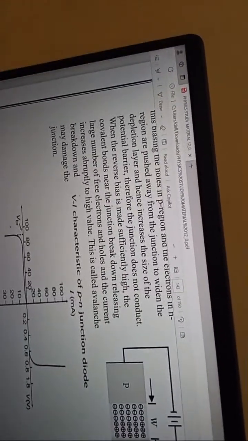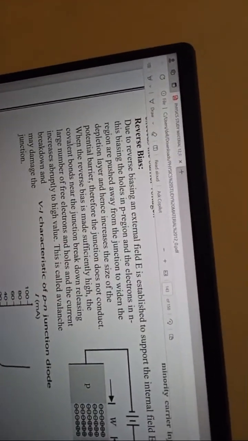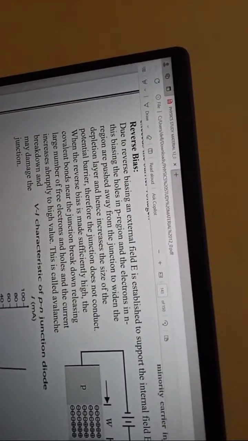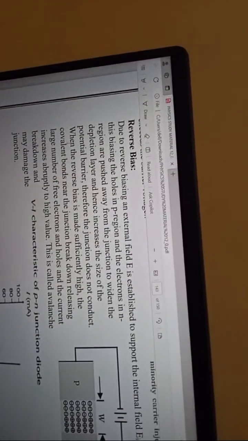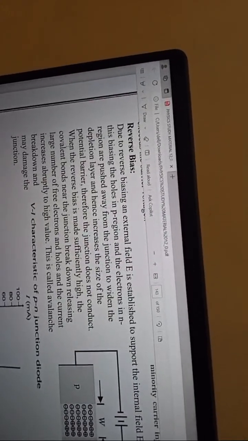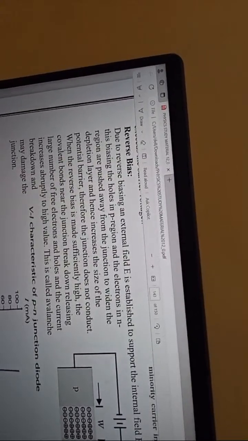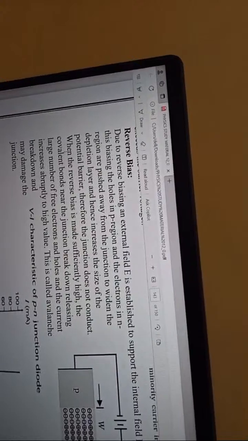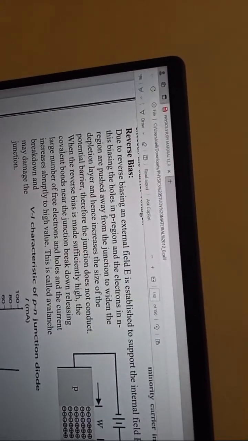Reverse bias. Due to reverse biasing, an external field E is established to support the internal field E_i. Under this biasing, the holes in P region and the electrons in N region are pushed away from the junction, which widens the depletion layer and hence increases the size of the potential barrier. Therefore, the junction does not conduct.